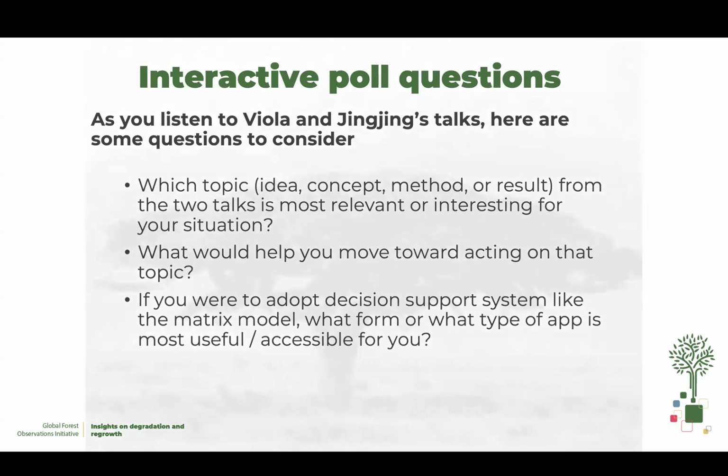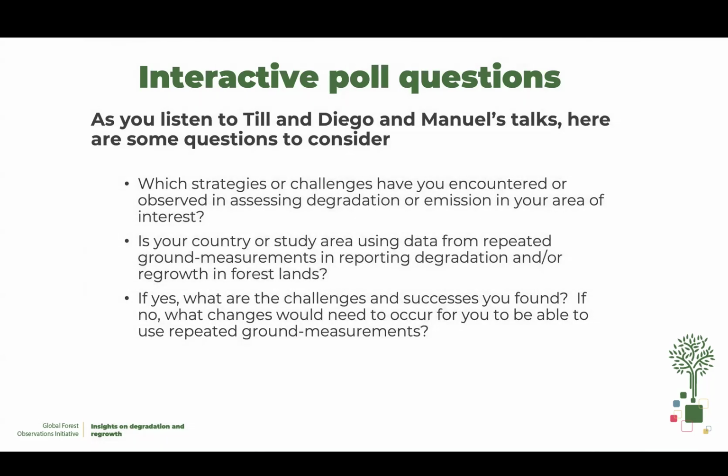So we're going to have some interactive poll questions at the end of the next two talks, and I'm just going to plant these questions here in your head so you can be thinking about these. We really would like you to listen to them with intent if you can. Which topic is most relevant or interesting to your situation? In fact, it doesn't have to be just from the two talks, but if it triggers ideas, that's great. What would help you move towards acting on that topic if it's not something you're doing? And if you were to adopt a decision support system, especially when you hear from Jingjing's talk, what form would that take? What kind of app is that? What would make it most accessible? So, without further ado, let's go.